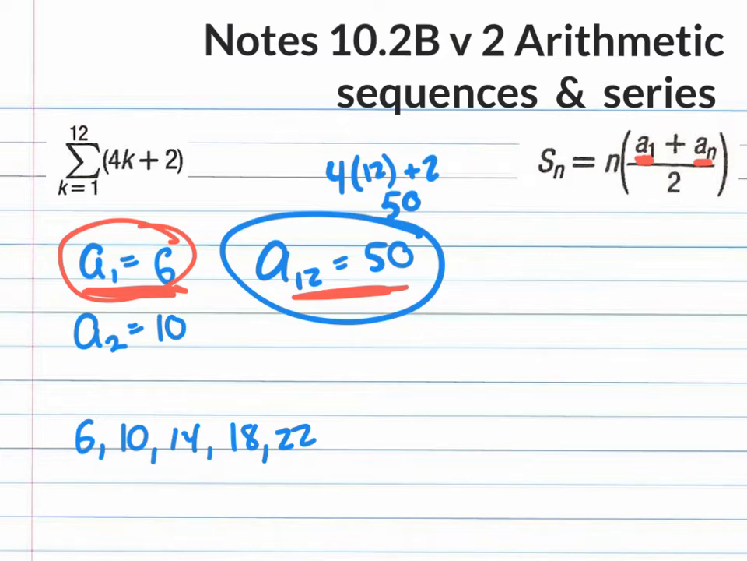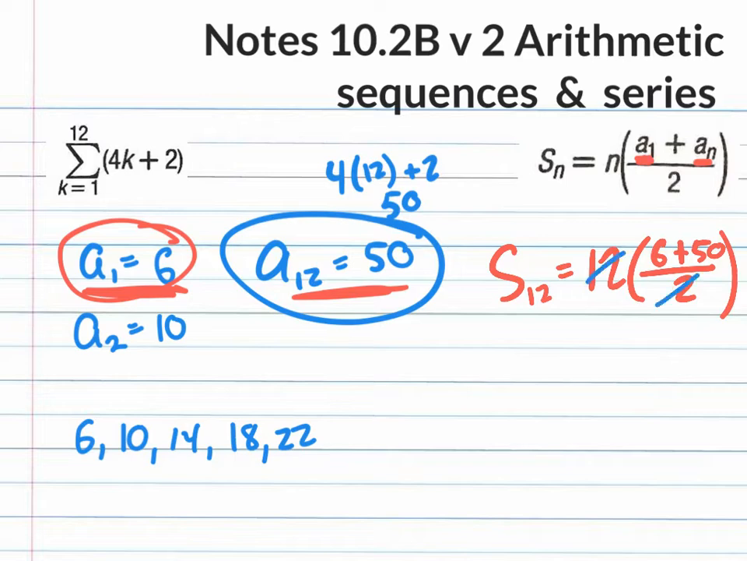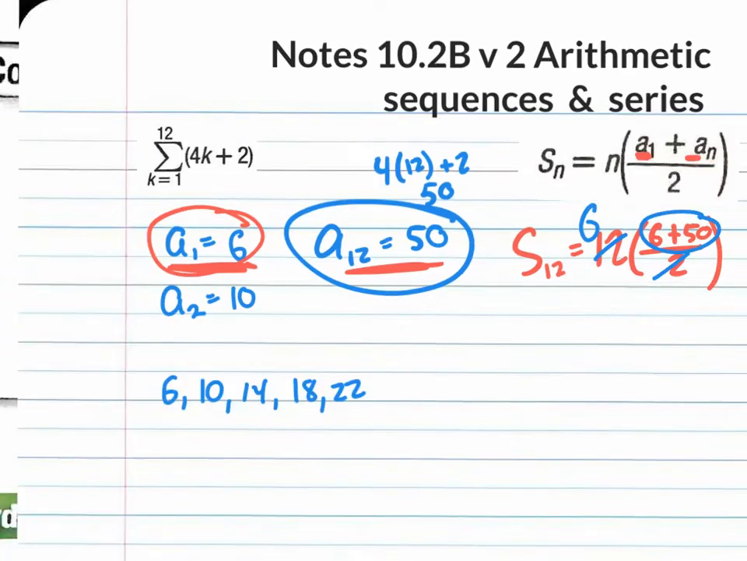So let's write down the formula. The summation of these 12 numbers on this list that we don't even see in front of us will be 12 times your first number, 6, plus 50, divided by 2. I know I'm explaining the whole thing over again, but hopefully you get a better understanding of this now. And again, you could say 12 divided by 2 is 6, and then just multiply 56 times 6, giving you your final answer that we got before, which was 336.